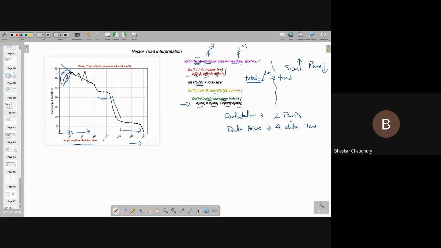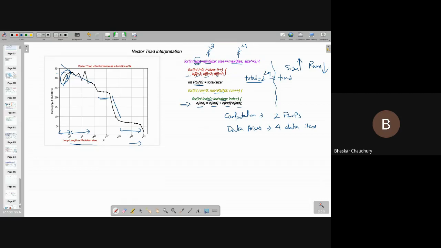Now, is it a compute bound or a memory bound code? Memory bound code. Yes, it's memory bound, because you are doing 4 data accesses and hardly doing just 2 floating point operations. Okay. Now let's try to interpret this plot.